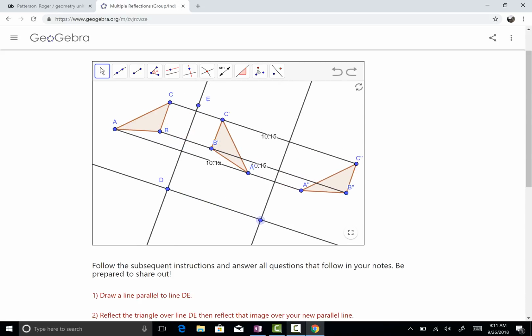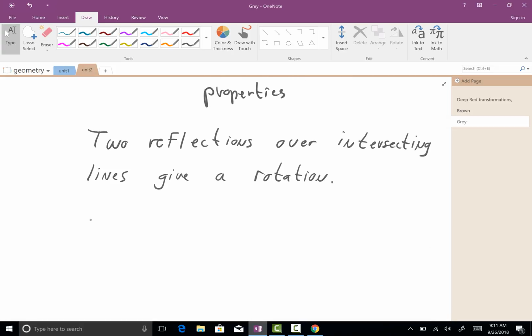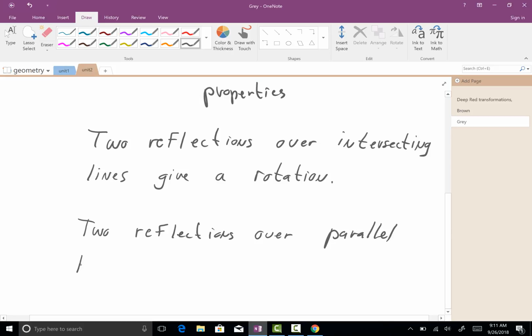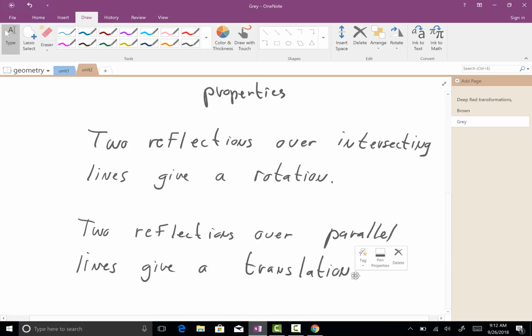There it is. So when we do a double reflection over parallel lines, what kind of a transformation do we get? Yeah. So two reflections over parallel lines give a translation. A translation. Okay. Man, we did a whole bunch of stuff with transformations.